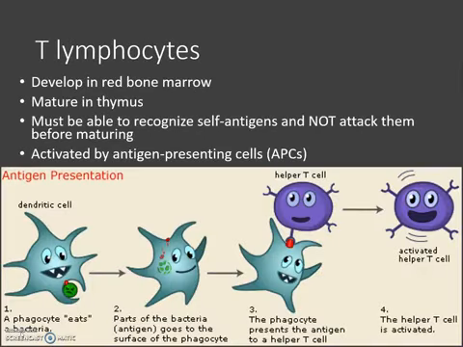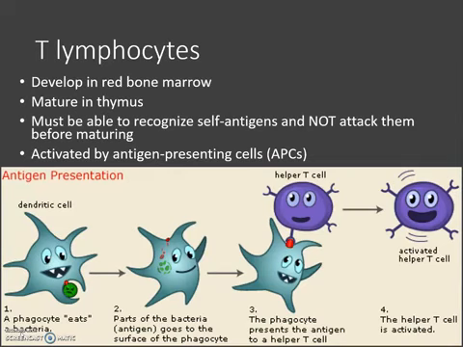First of all, we'll talk about the T lymphocytes, and then in the next video we'll talk about the B lymphocytes. The T lymphocytes are leukocytes, or white blood cells. They develop in the red bone marrow, but they mature in the thymus, and that's partially how they got their name, T lymphocyte, because they mature in the thymus.